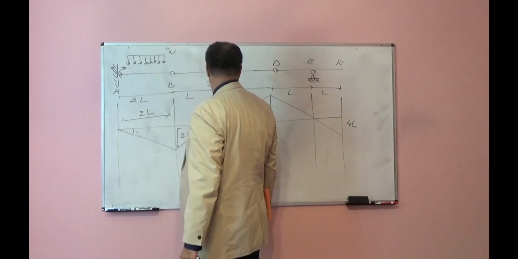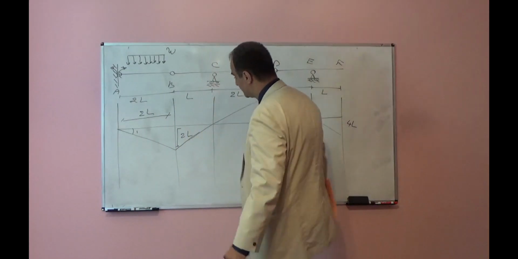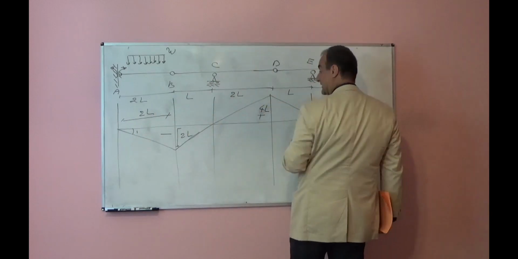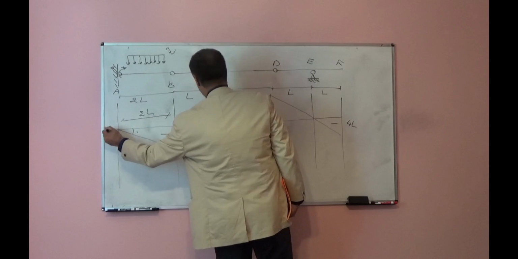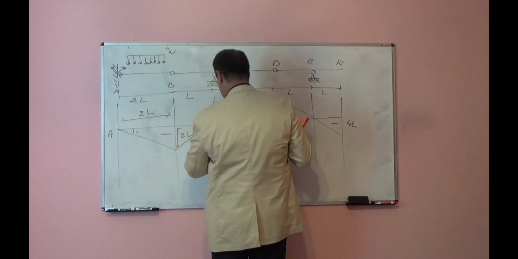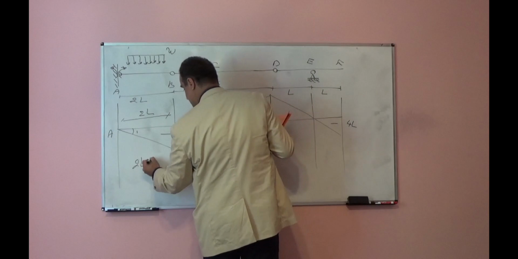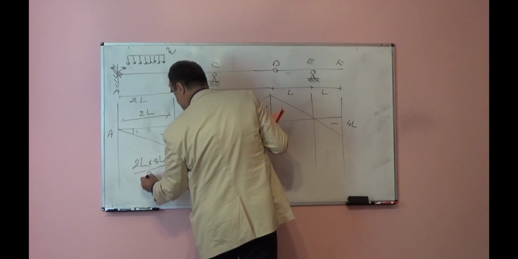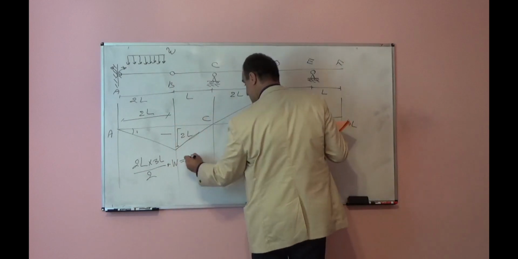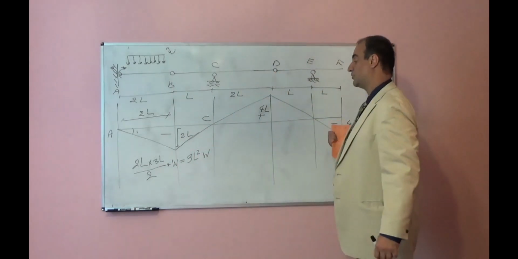Let's see where we should put it to have maximum moment at point A. The areas of the influence line are negative, positive, negative. The area from A to C, if we put the load from A to C, will be 2L, the height, times the length 3L, over 2, times W. We will have 3L squared W as the moment at point A.